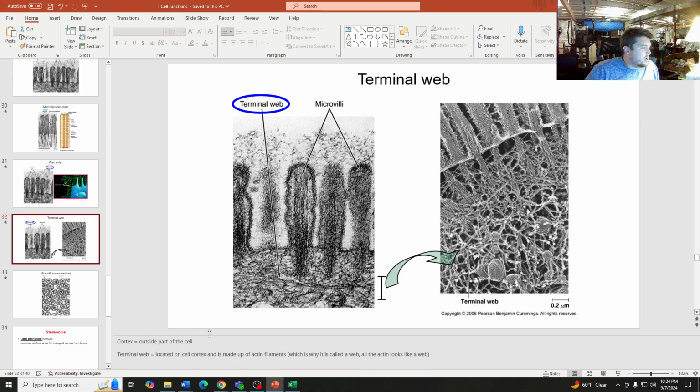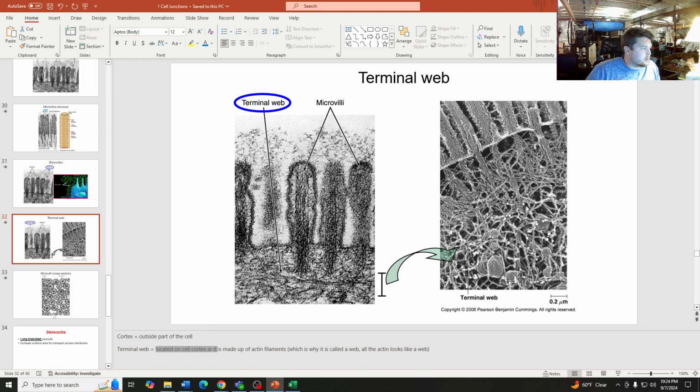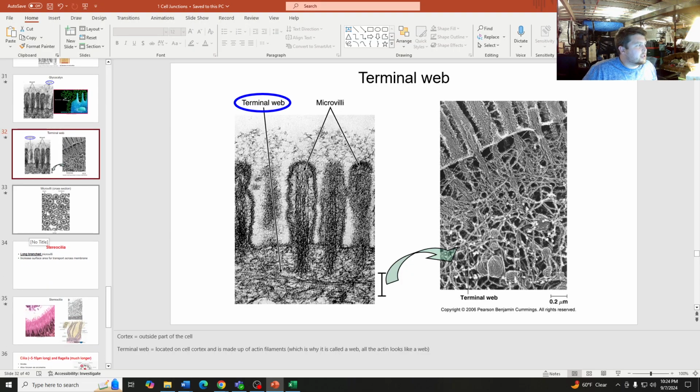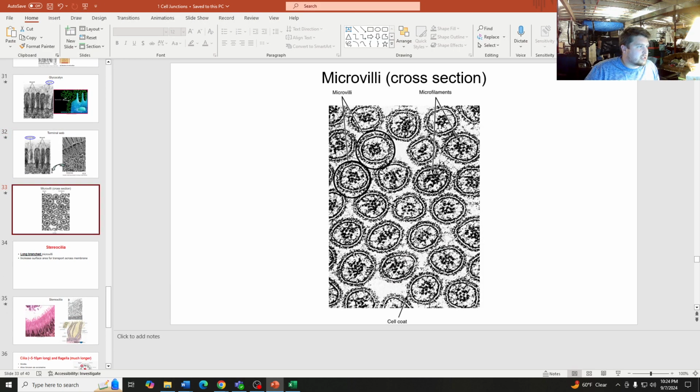The terminal web is located on the cell cortex, made up of actin filaments, which is why it's called a web. This is where all of the actin intercrosses, and you can see this actin runs into the terminal web, keeping everything anchored, keeping everything in place. There's a little cross section. You can see the little microfilaments on the inside.